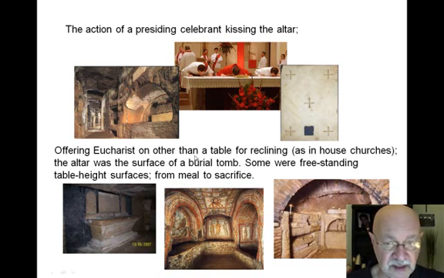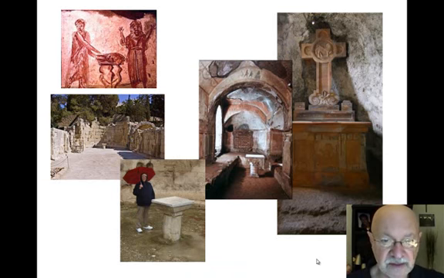Also, Eucharist was offered on something other than a table for reclining, as in house churches. The altar was the surface of a burial tomb. Some were freestanding, table-height surfaces. This is from a catacomb. Look at these spaces, and the one that we saw on the front panel. We see the Mass moving from just a meal situation to a sacrifice.